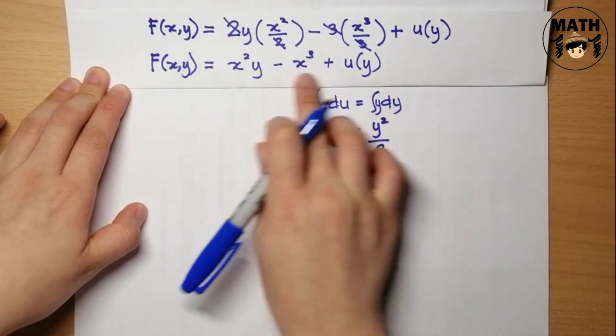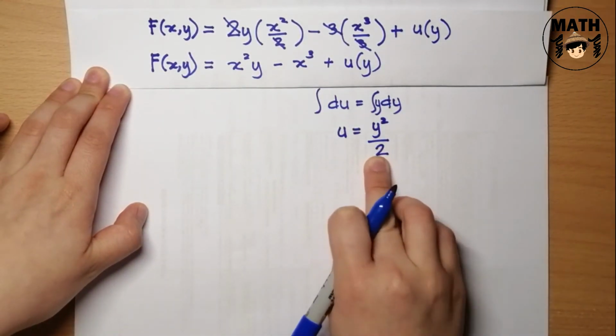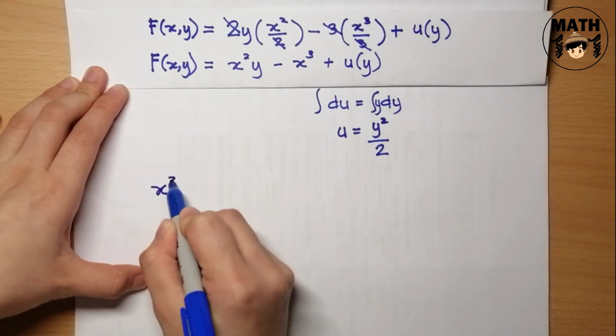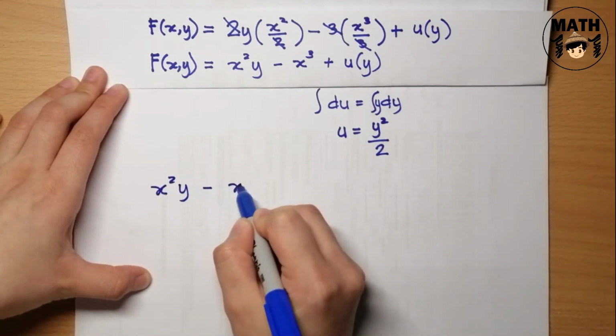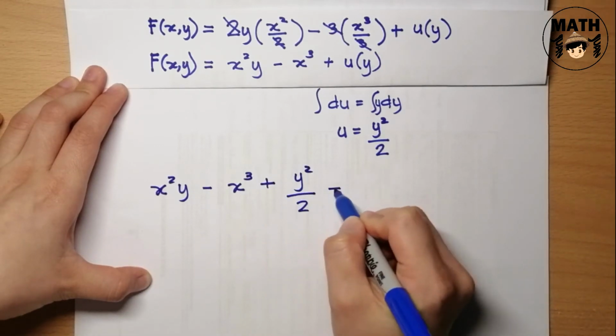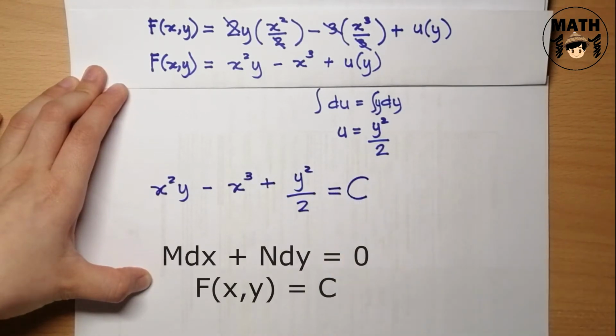So ipalit natin to dun sa kaninang function ng y. Ito yung nakuha nating function kanina. Ipalit lang natin itong nakuha nating u as a function of y. So the function that we're looking for is just x squared y minus x cubed plus y squared over 2, and that is equal to a constant.